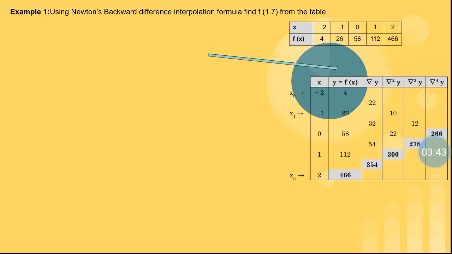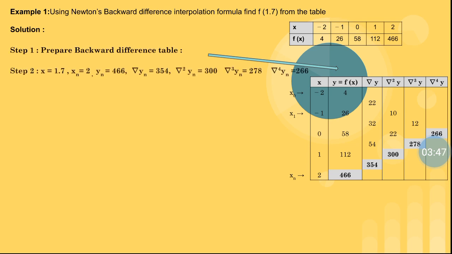So first step, construct the backward difference table. Then our value of x will be given to us in the question, that is 1.7. We are supposed to find for 1.7. So the value of x is 1.7. xn, the last value, is 2. So backward del yn will be 466.